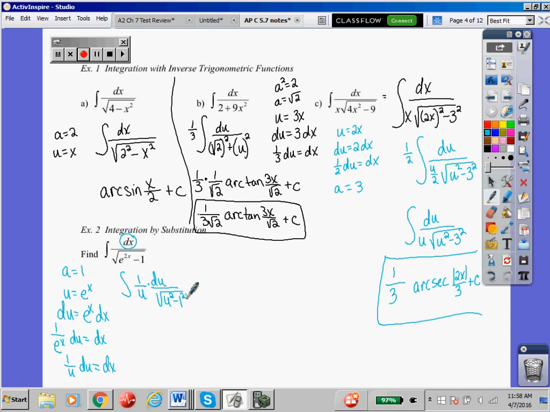Can you see that this is now the format of number 3? So it's 1 over 1 arcsecant, the absolute value of u. Well, that's the absolute value of e to the x over a, which is 1. Well, e to the x is always positive, so I don't need the absolute value symbol. 1 over 1 is 1, so I'm getting arcsecant e to the x plus c.